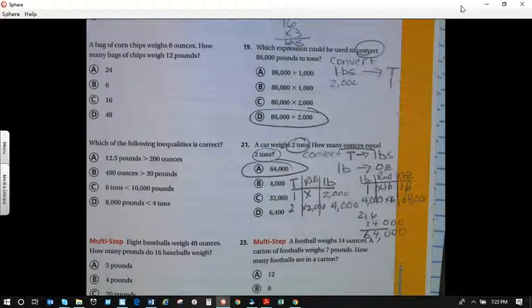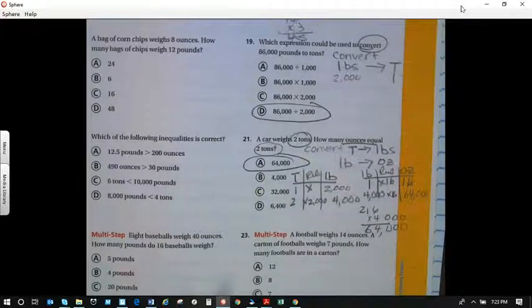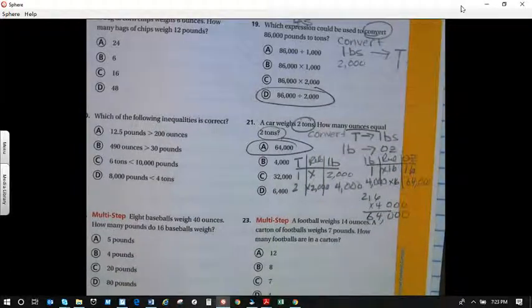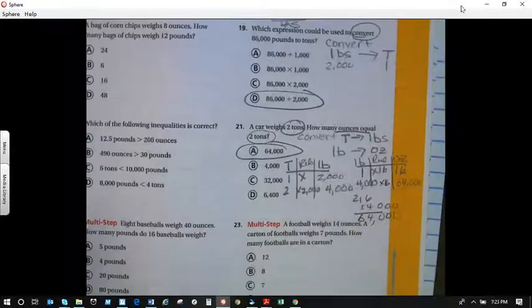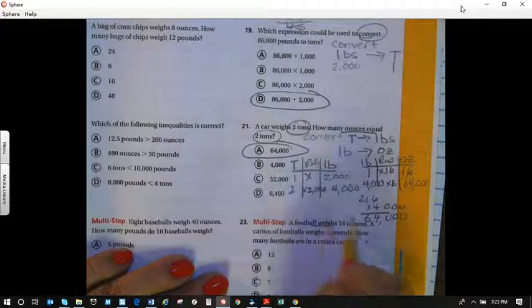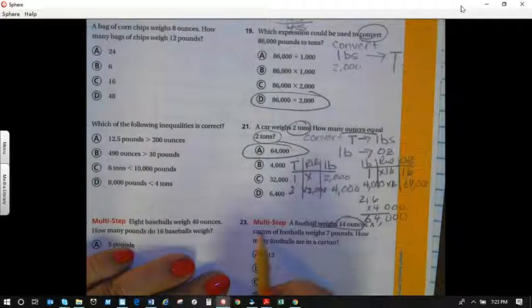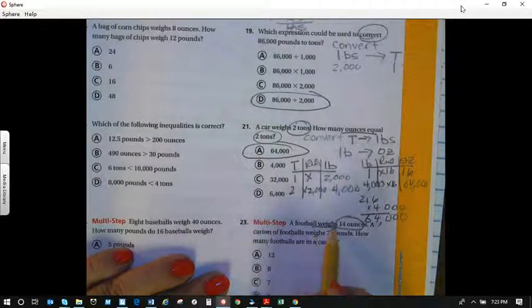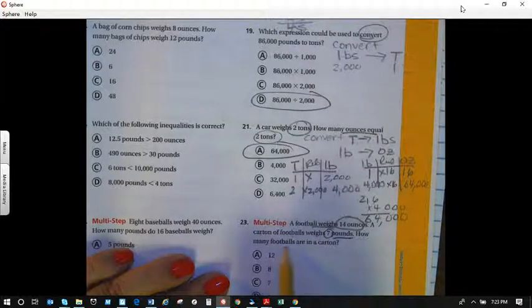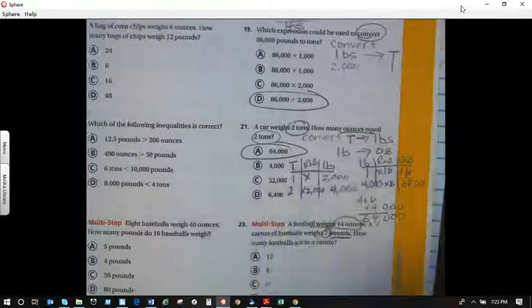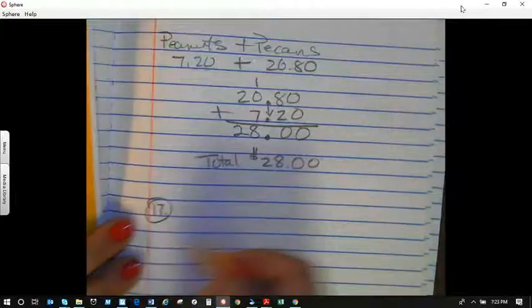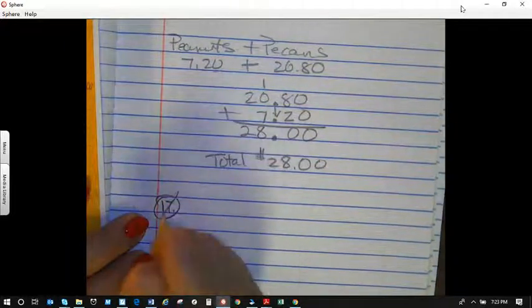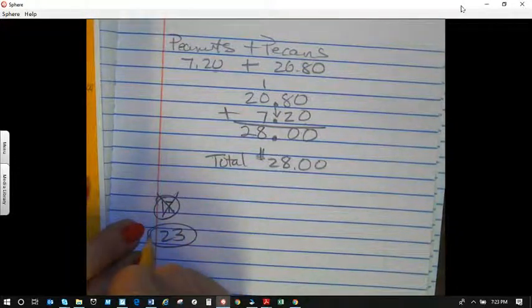All right, pause me, rewind me, play me again if you need to, so that you can get all your information down. Let's look at number 23, our last problem for the night. A football weighs 14 ounces, so it's already telling me how much a football weighs. A carton of football weighs 7 pounds. So how many footballs are in a carton? All right. So I'm going to move over here. This is going to be number 23 because I need to draw this all out.